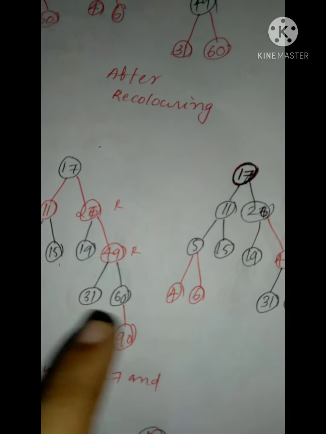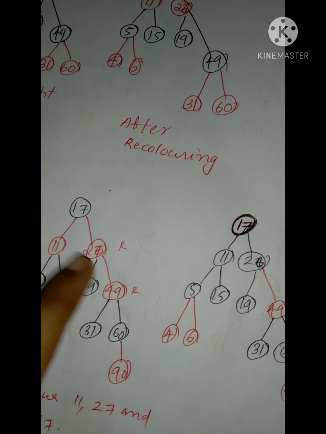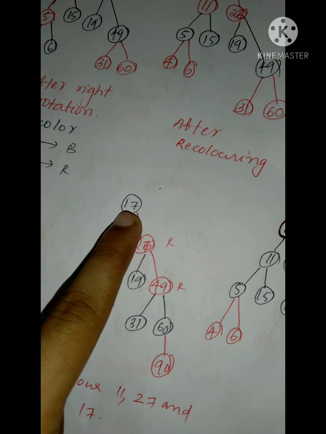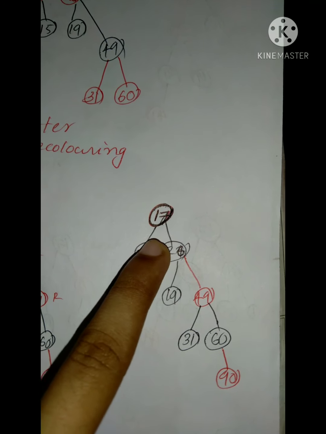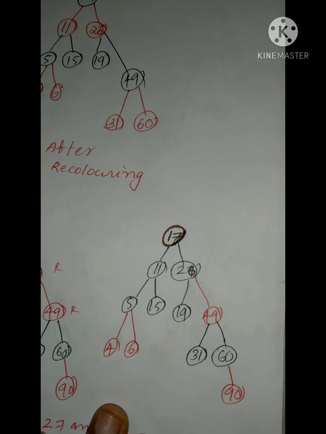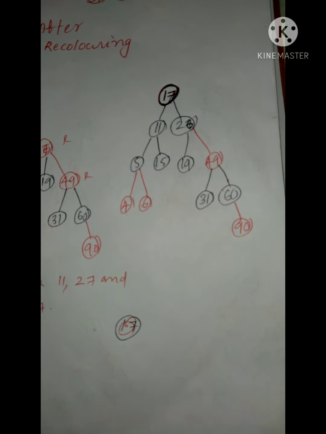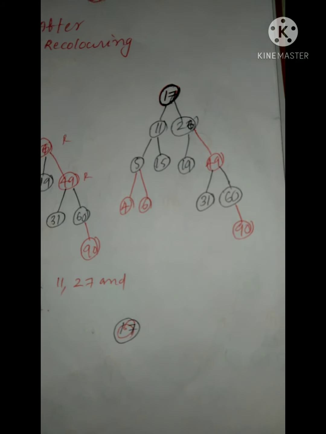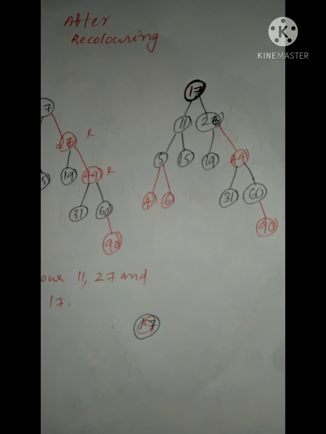Then we want to check for the parent's parent. This is the new node and this is the parent. Parent is 17. For 17, that is the root node, so we don't want to recolor 17. So this is our last tree, the last red black tree. Inserted all elements and it follows the red black tree properties also, and we can do deletion in another video because this video is so lengthy.